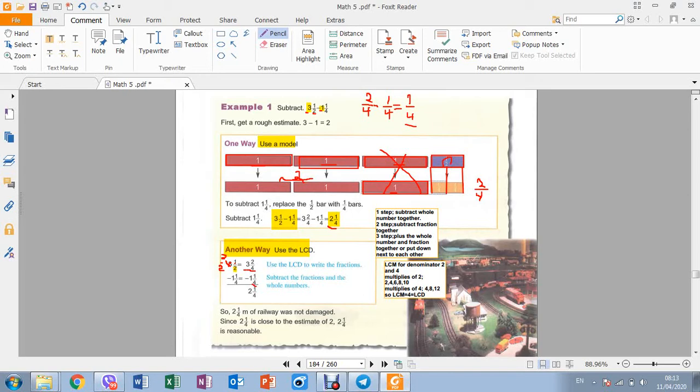Now I subtract. The first step, I need to subtract whole numbers together. Look, this is the first step. We have 3. 3 minus 1 is what? 2. Our answer of the whole numbers is 2.